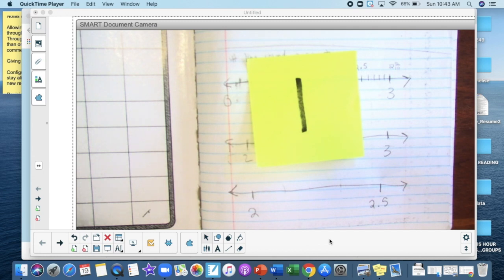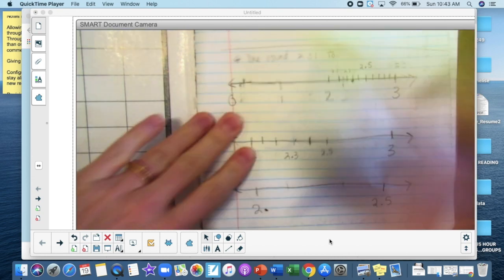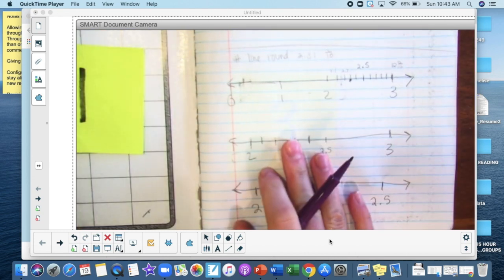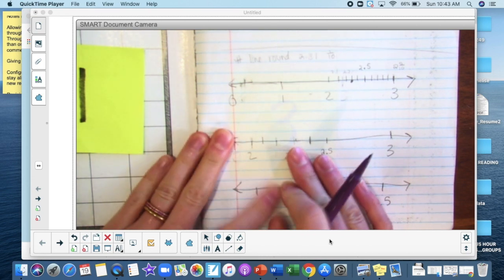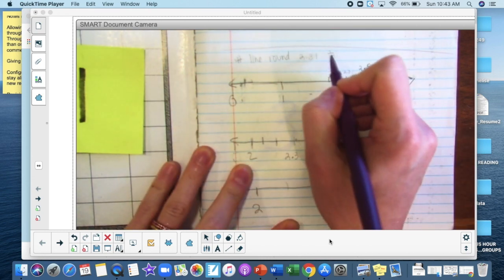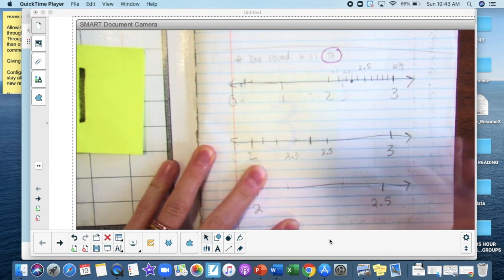Be doing your math review today. Let's start out with number 1. With number 1, I had to draw a lot of number lines. So I needed to round the number 2.31 to the nearest tenth on a number line.